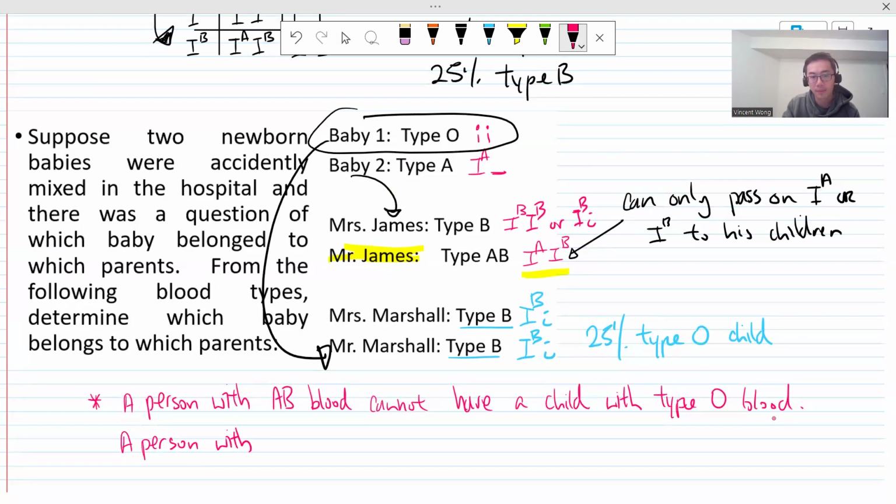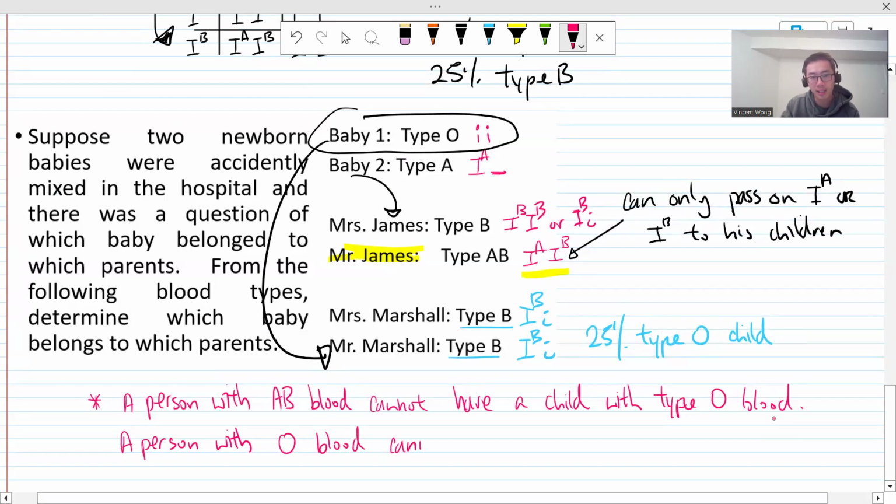Okay. What about a person with O blood? What kind of kids can they not have, regardless of who they marry?